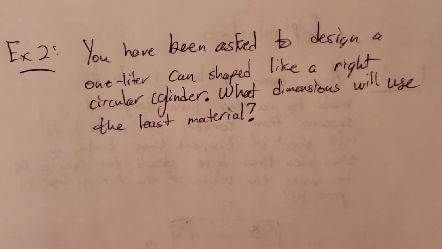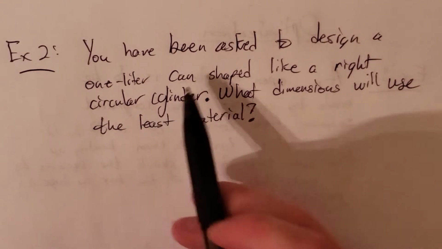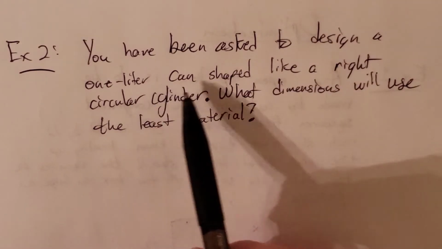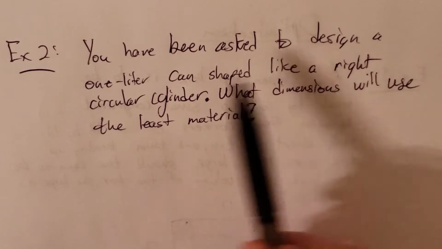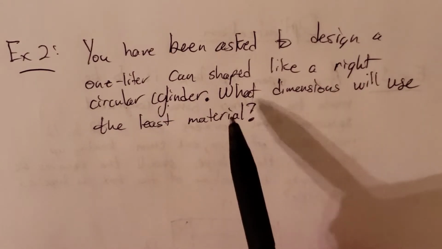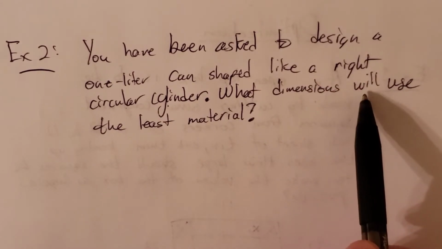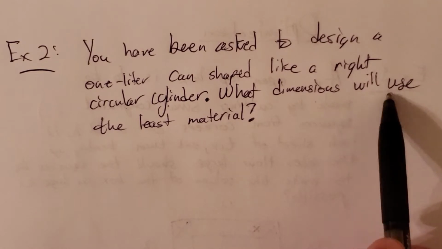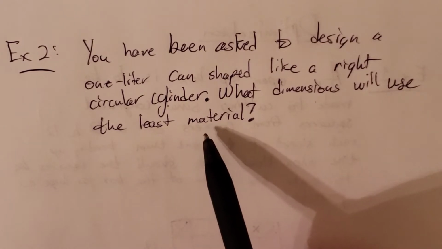In this video, we're going to continue on with more optimization problems and do example 2 here. You have been asked to design a 1-liter can shaped like a right circular cylinder. We want to know what the dimensions will use the least material, right?